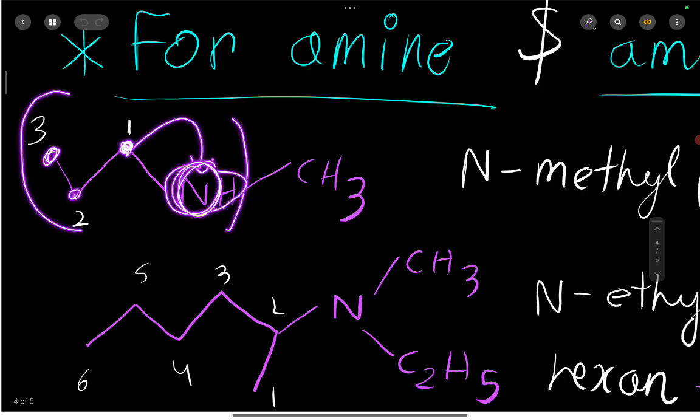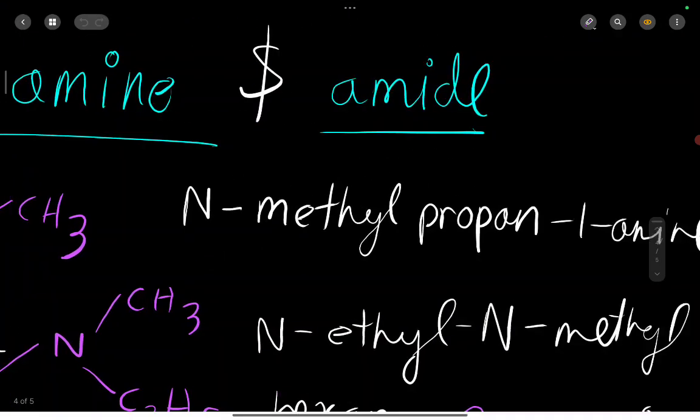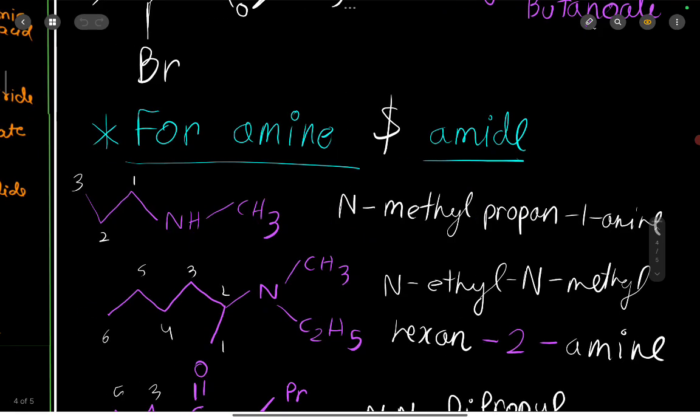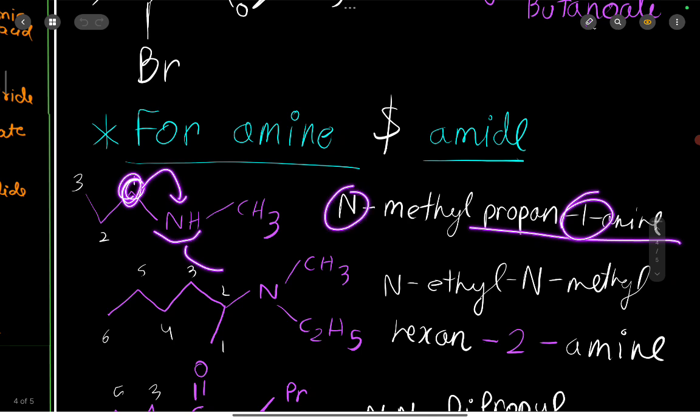But at the end, there's an extra substituent which is methyl. So you write it as N-methylpropane-1-amine. How? At the nitrogen, there is a methyl group. At the first position there is the amine group, and on that amine nitrogen there is methyl.